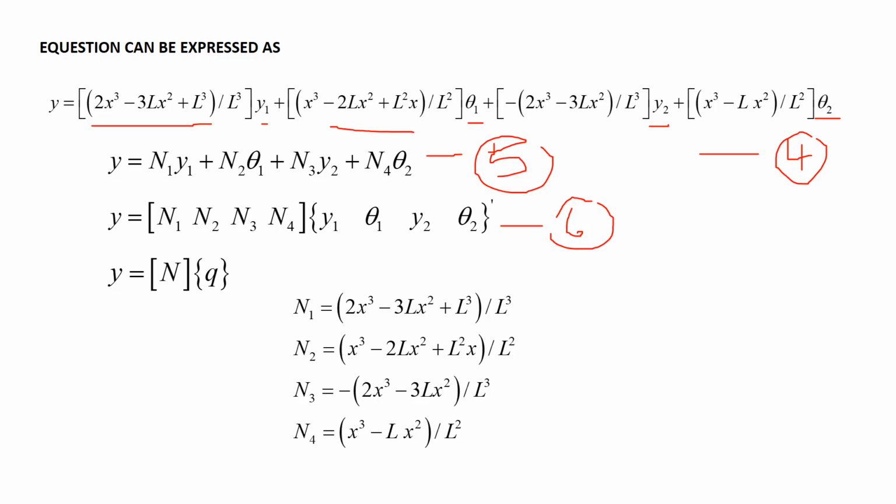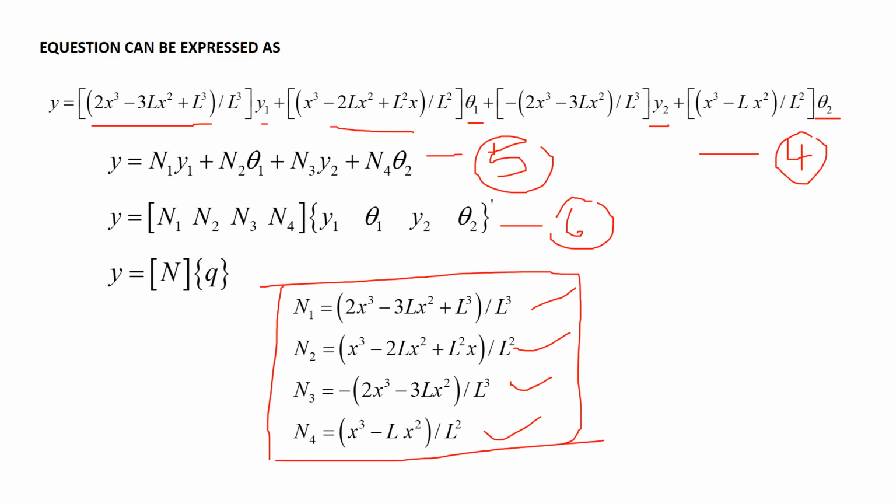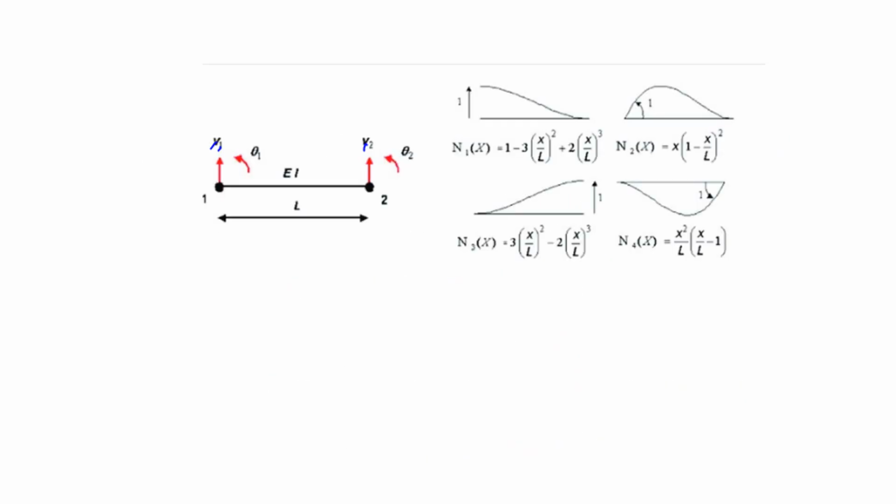So n1 is, as already derived, this equation, and n1, n2, n3, n4 are the shape functions of this beam element. There is another name for these beam element shape functions: they are called Hermite shape functions. These n1, n2, n3, n4 are also called Hermite shape functions. So how do these shape functions vary along the length of the beam?